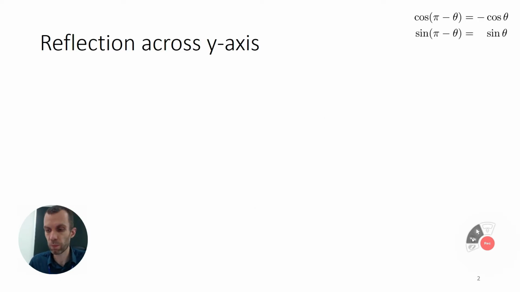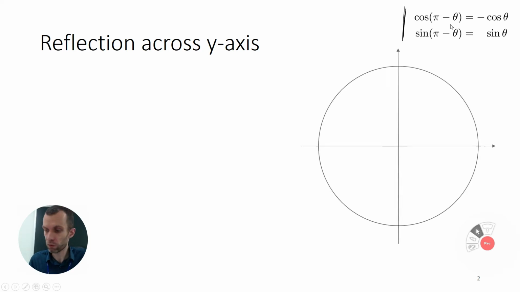So first thing up is a formula that's very similar to the even-odd set of formulas that we saw, and that is described here on slide as reflection across the y-axis. What this set of formulas does is it gives you a relation between cosine or sine of an angle and cosine and sine of pi minus that angle. And to see a little bit how these formulas come about, let's go back to our unit circle.